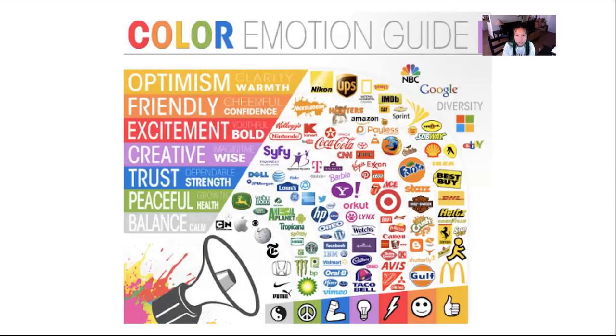And then the color emotion guide. I'm sure you guys have seen this before. This is a very classic poster, but basically there's this belief that the colors each have a different energy or vibe to them. They give off different values, and they can portray different things within your brand. So these are just a few examples.